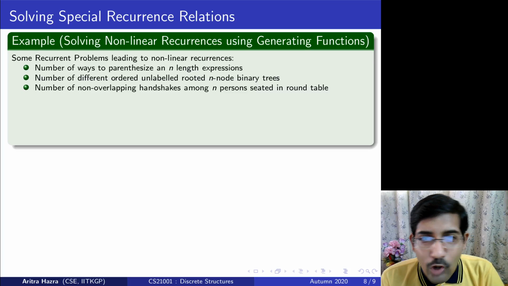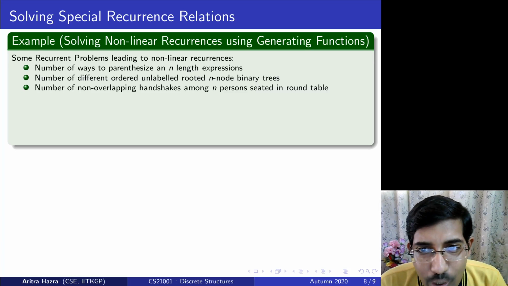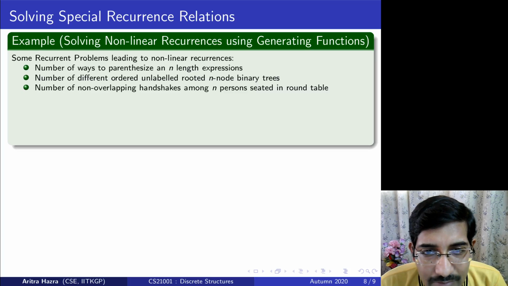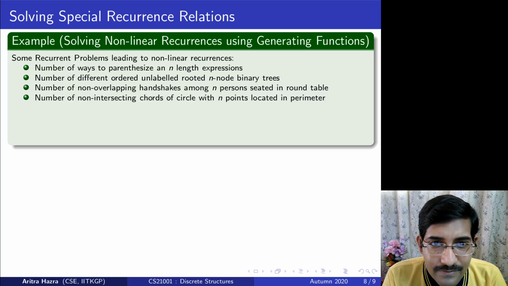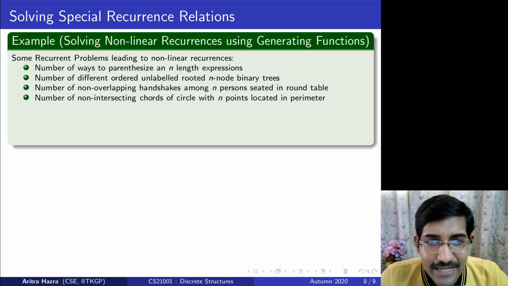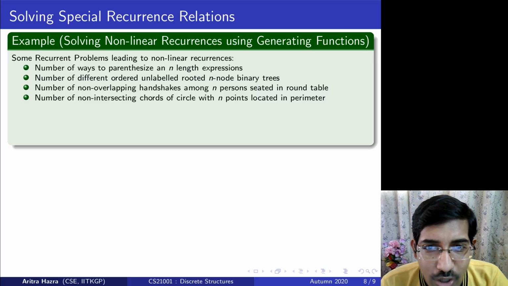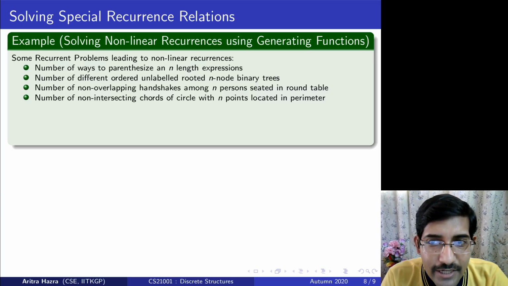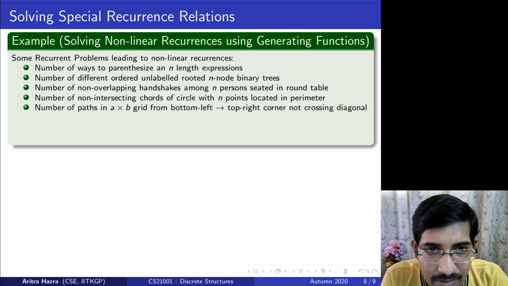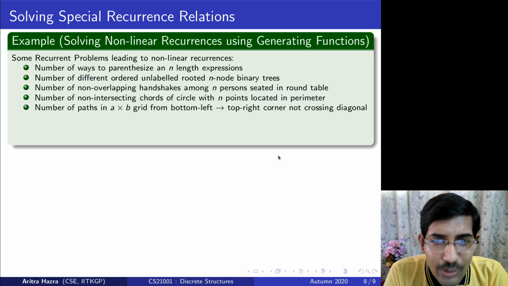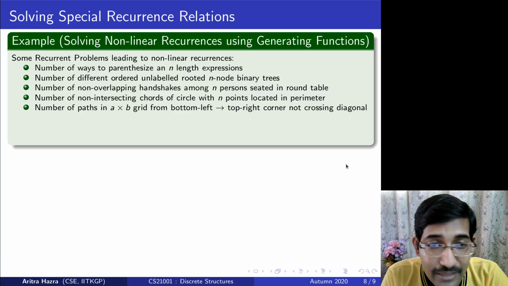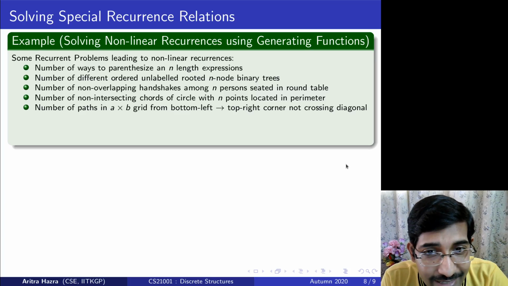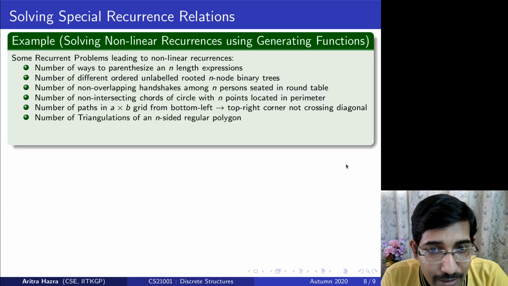Number of non-overlapping handshakes among n persons seated at a round table. So no handshake should cross another. This is the same as the number of non-intersecting chords of a circle with endpoints located on its perimeter. Number of paths in an A cross B grid from the bottom left corner to the top right corner not crossing the diagonal. Now you can understand, right? You have done it. Number of triangulations possible in an n-sided regular polygon.